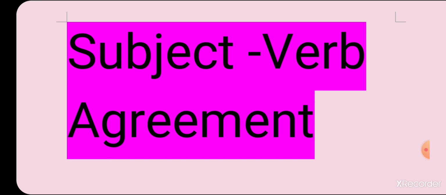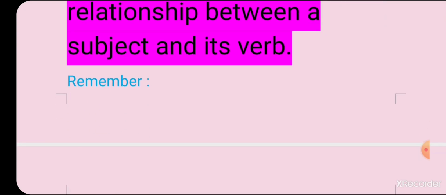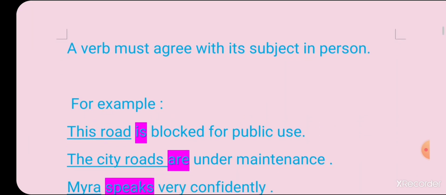Dear students, today we will revise chapter number 4, subject verb agreement, with the help of some examples. Students, as you all know, agreement or concord is the relationship between a subject and its verb. So students, remember these points: a verb must agree with its subject in person.